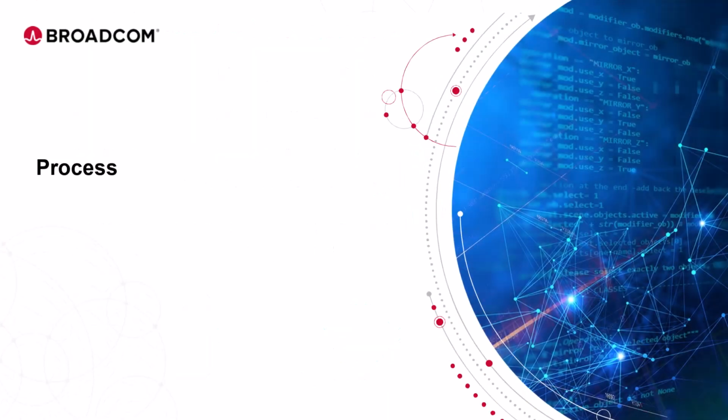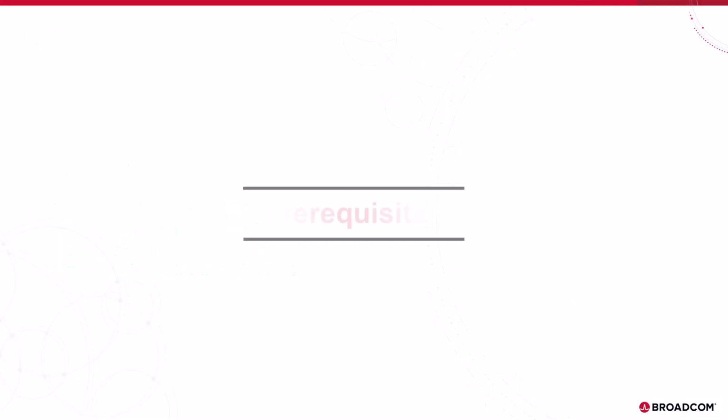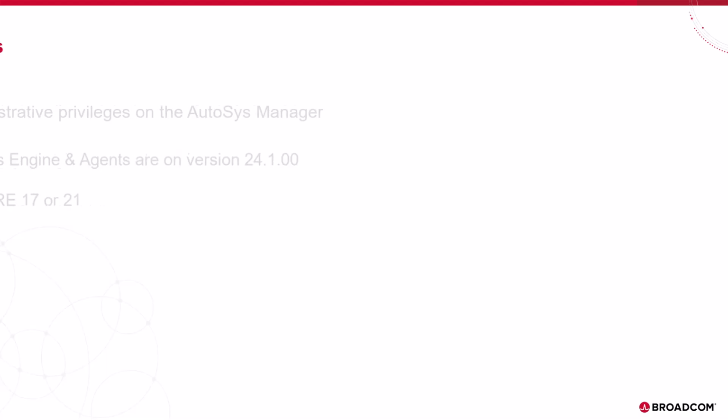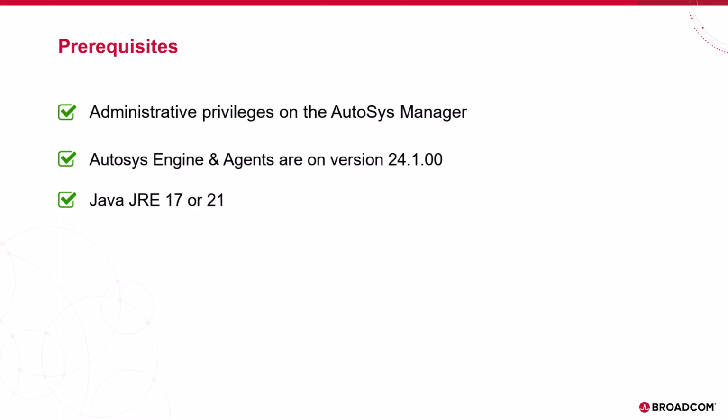Now, let's cover the end-to-end process to enable secure HTTPS communication between AutoSys Manager and the agent using one-way TLS communication. Prerequisites. Before you begin, ensure you have administrative privileges on the AutoSys Manager to modify configuration files and restart services. AutoSys Engine and agents are on version 24.1. Java JRE 17 or 21 is installed to support enhanced security features and certificate generation functions.